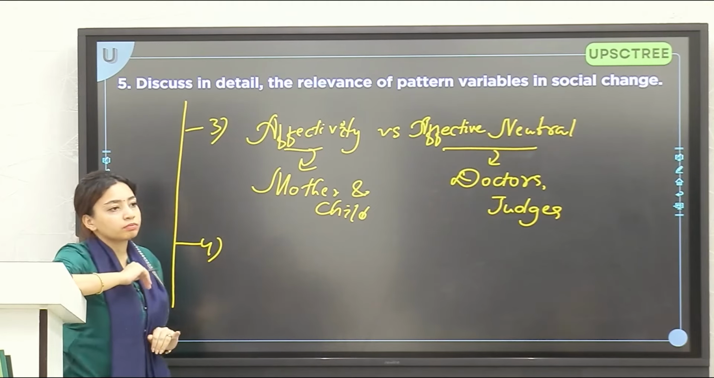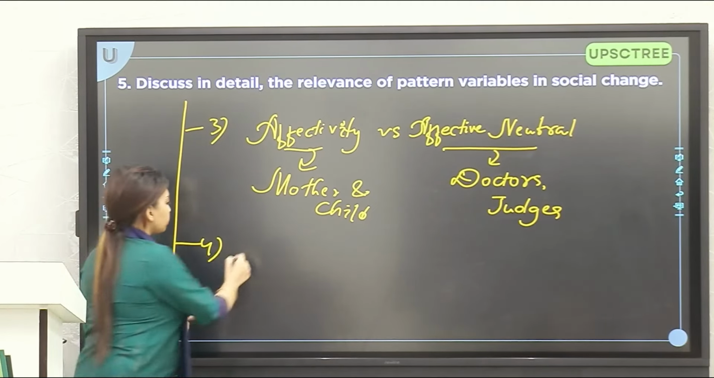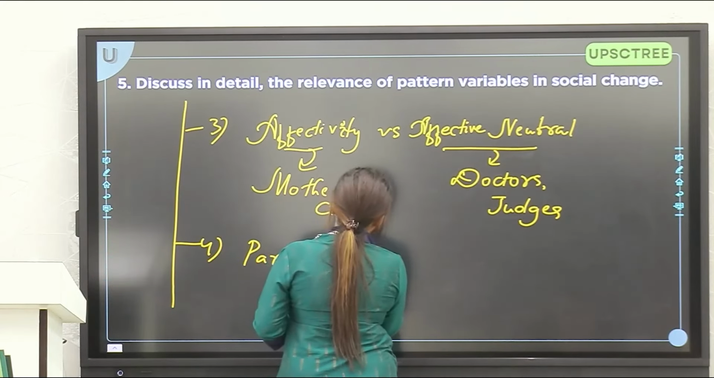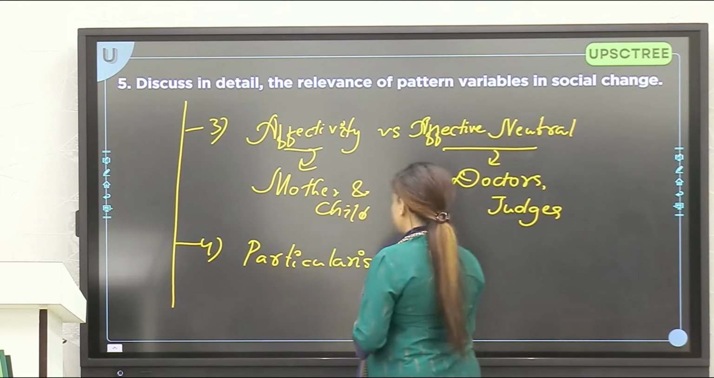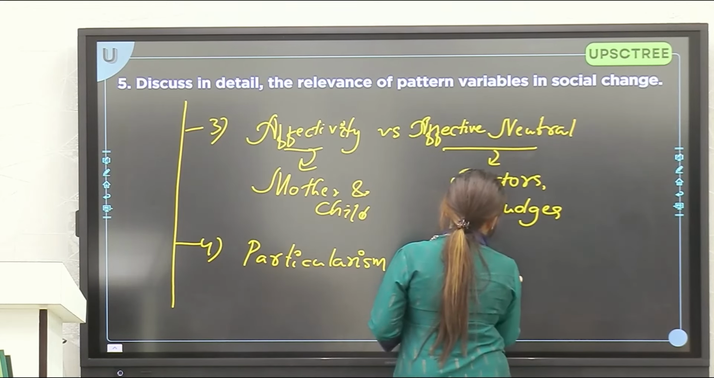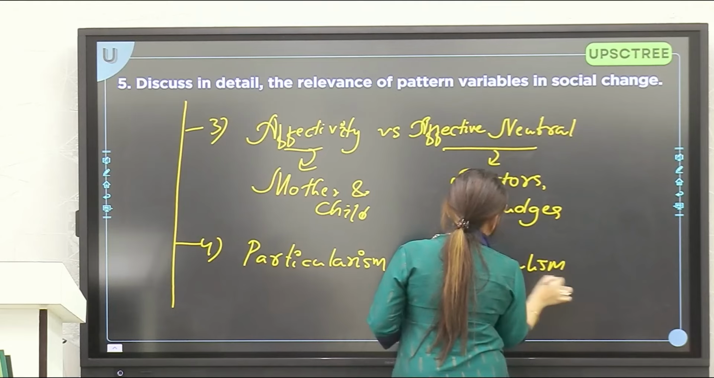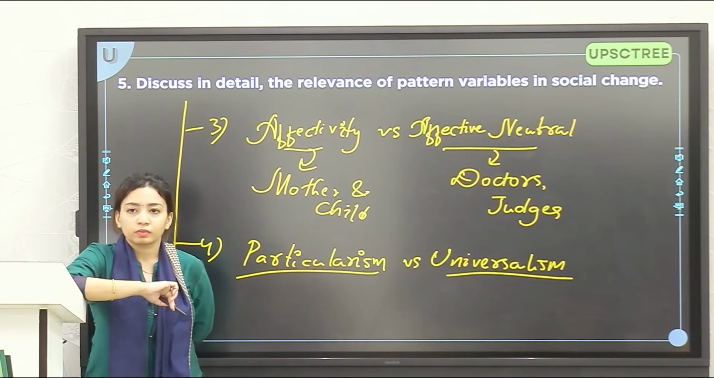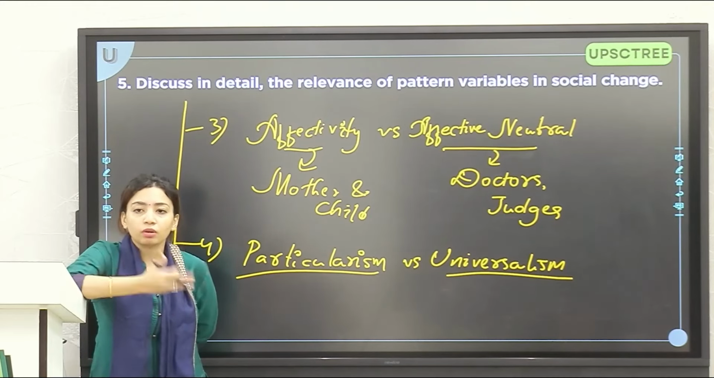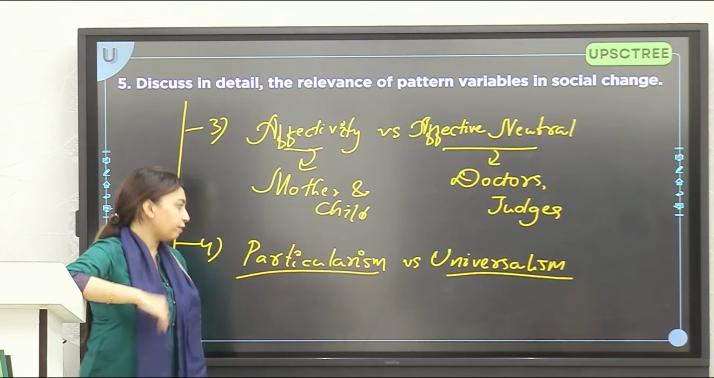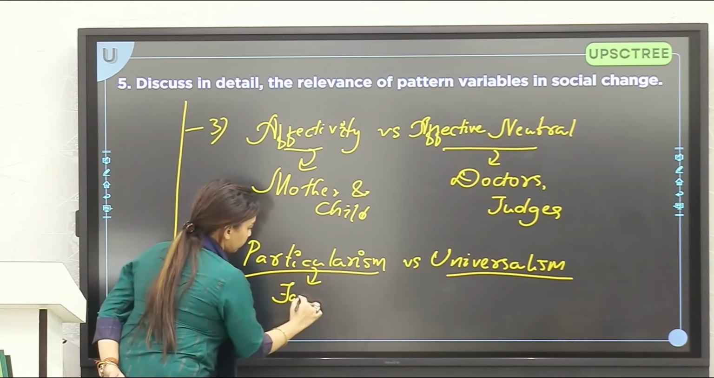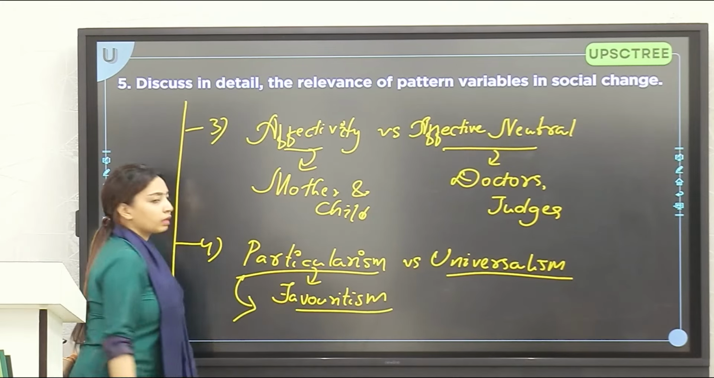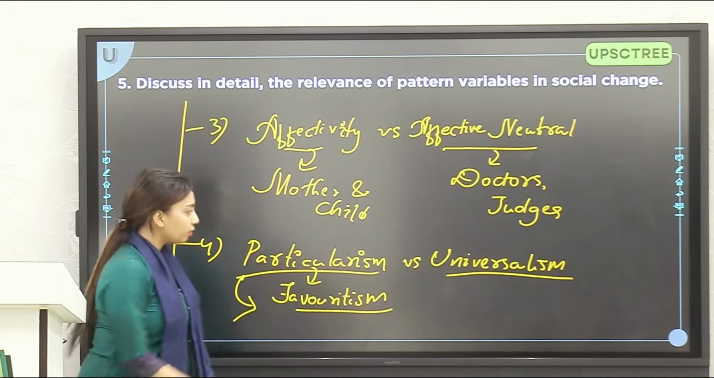Next one is particularism versus neutralism, universalism. Okay. What is particularism? Louder. Okay. Favoritism. Okay. Give me one example. Nepotism. You can give the example of nepotism.